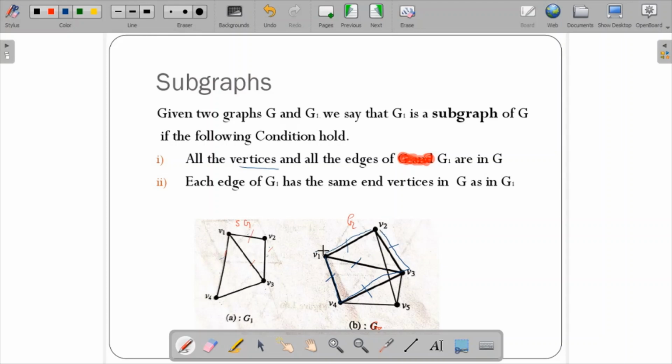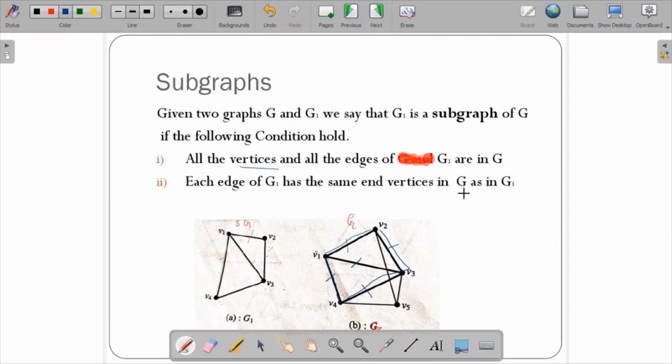This is the main graph, and the part of this graph is called a subgraph. All the vertices and all the edges of G1 are in the main graph, and each edge of G1 has the same end vertices. If you see V1, V2, yes, it is there. V2, V3, yes. V3, V4, V4, V1, and V1 to V3, it is there. It's not like V2 to V4 or V1 to somewhere else. So each edge of G1 has the same end vertices in G as in G1.